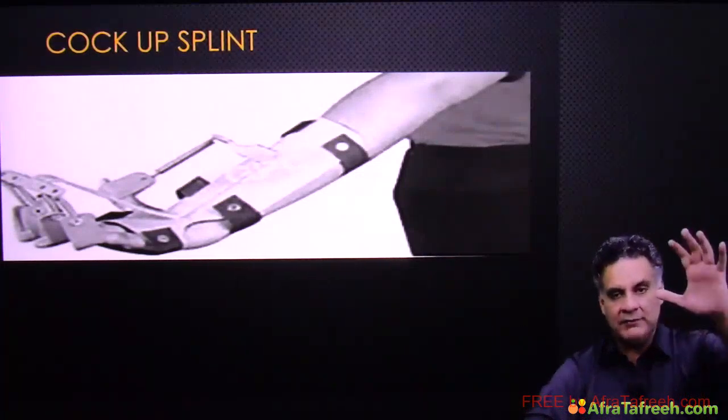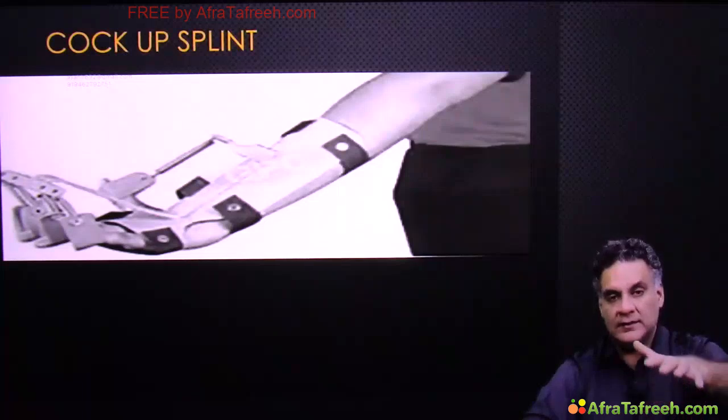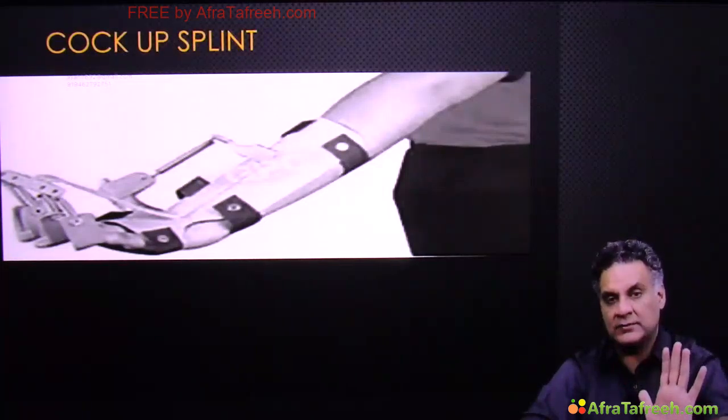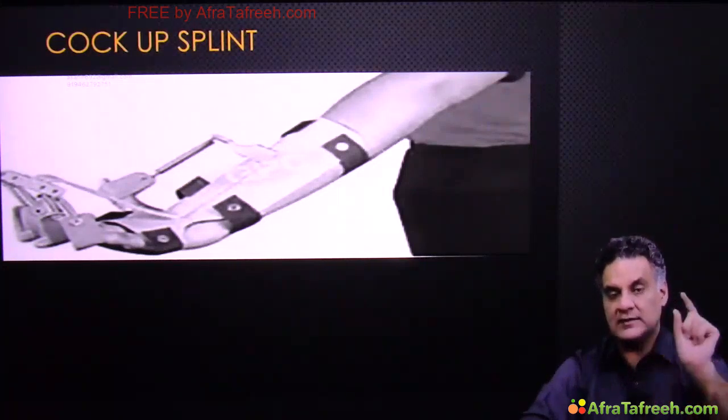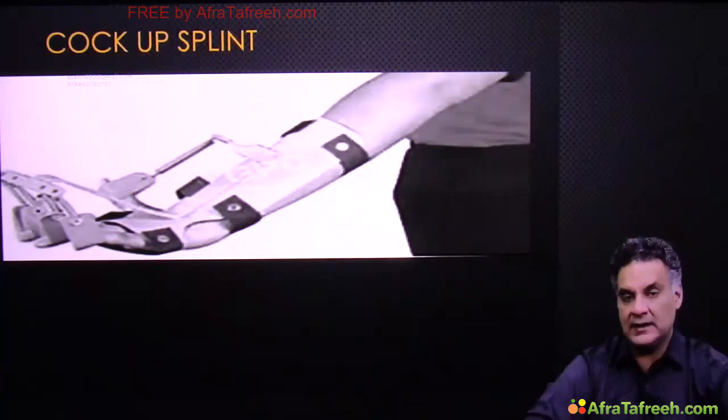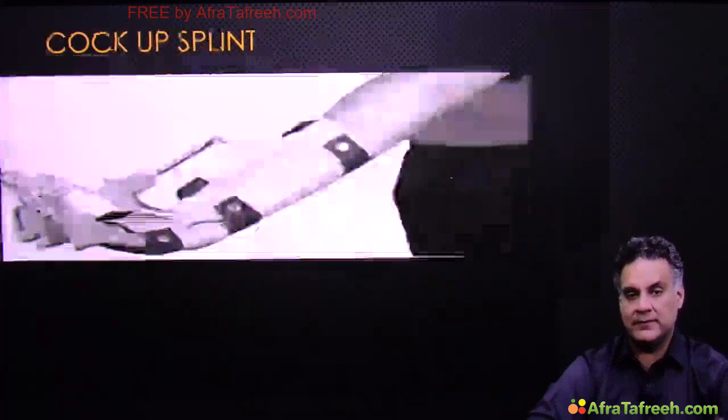Next, if a patient has a wrist drop, the splint given is cock-up splint, extension of the fingers and the wrist. This is the number one asked splint in entrance exams. Cock-up splint, radial nerve palsies.